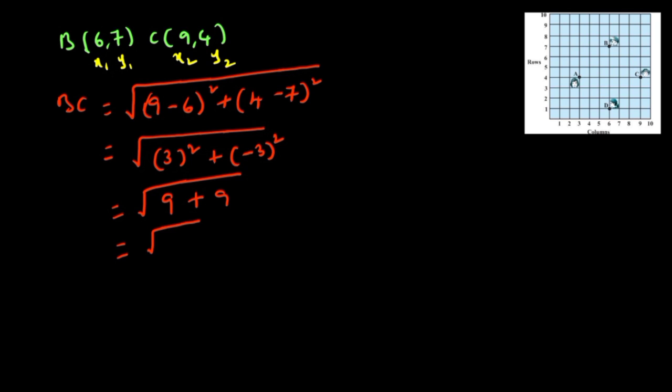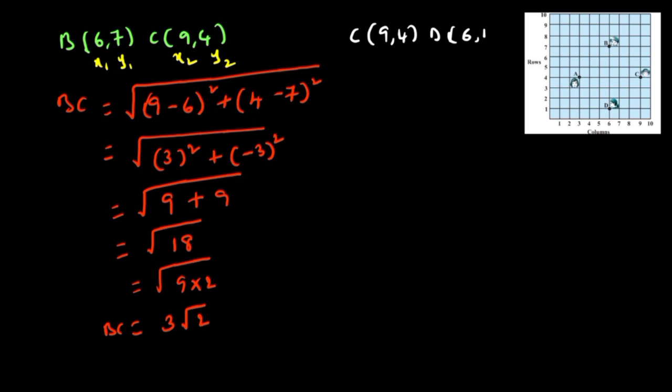So that root of 18, this root 18 again we can write as 9 into 2. So root 9 value is 3, so that it is again 3 root 2. This is BC length. Now we should take CD. What is C here? Yeah, C is 9, 4 and the D is 6, 1. So the points as usual, this is x1, y1, and take this is x2, y2.